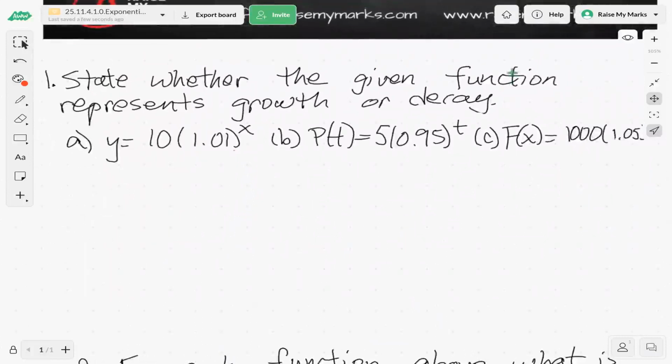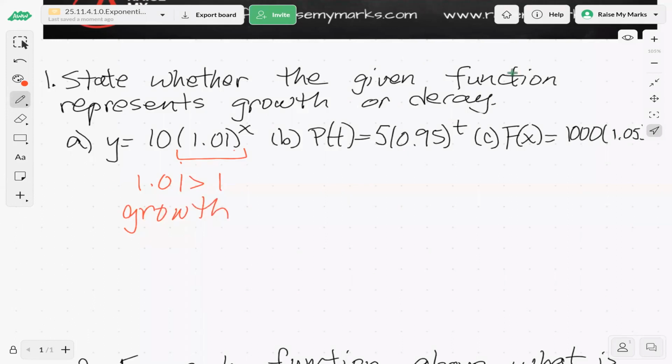If we look at our first function, y equals 10 times 1.01 raised to the power x, we'll notice that the value that is raised to the power x is greater than 1. So 1.01 is greater than 1. So this represents growth.